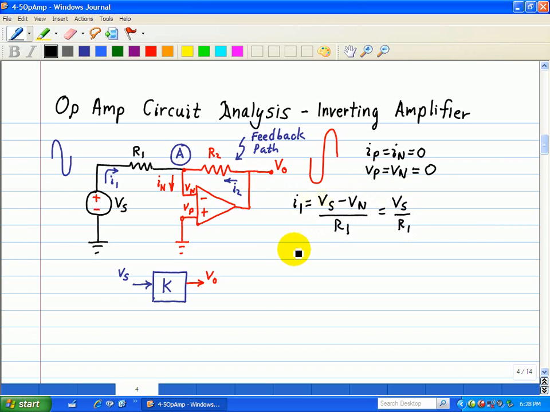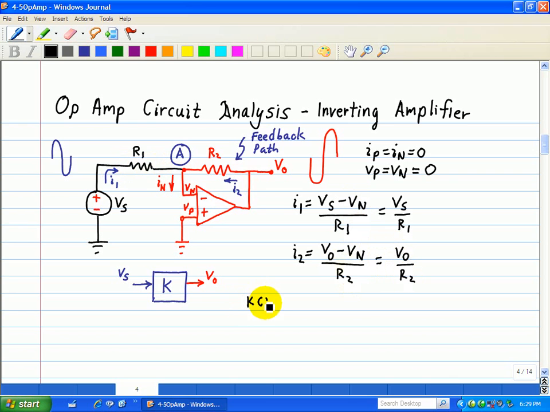Now let's look at I2, our feedback current. Our feedback current is basically the voltage across R2. So it's V0, since the current is in this direction, we start with V0 minus Vn divided by R2. But we note again that Vn is equal to 0, so we can simplify this as V0 over R2.